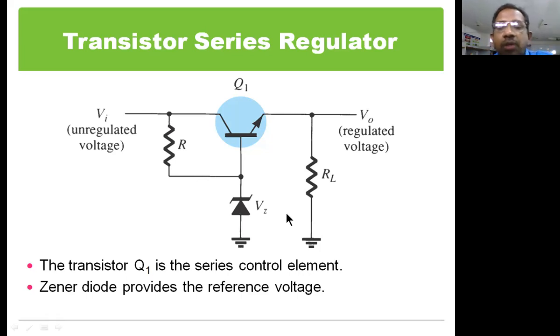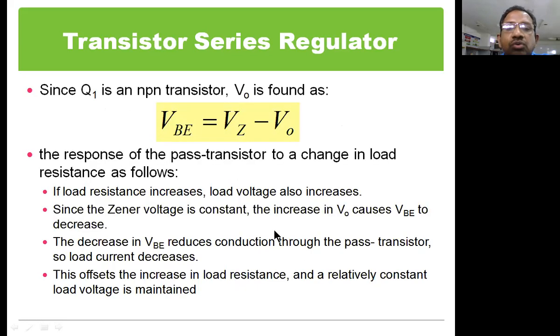Now if you apply KVL to this loop, what equation can you write? This is plus minus over here. When you start from ground, go around this part, and come back to the ground, that is called a loop. Rise in potential is positive, drop in potential is negative. So it is plus VBE, minus V0. That is the KVL equation we are going to get.